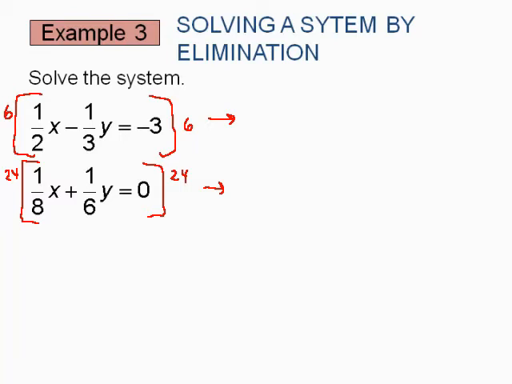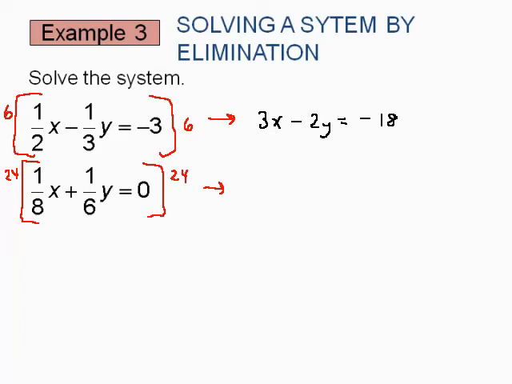So the top equation, running the 6 through there, 6 times a half x is going to be 3x, minus 6 times a third y would be minus 2y, equals 6 times minus 3 equals minus 18. So make sure that 6 gets multiplied through both sides.